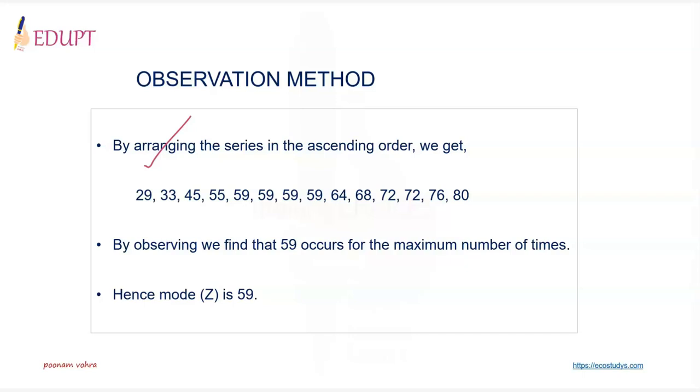29, 33, they are occurring only once. 45 occurring once. 55 is also occurring once. Then 59, 1, 2, 3, 4 times. Then 64 is occurring once, 68 is occurring once, 72 and 72 occurring 2 times, 76 and 80 are also occurring once. So we find that it is the value 59 which occurs the maximum number of times. So the mode is 59.